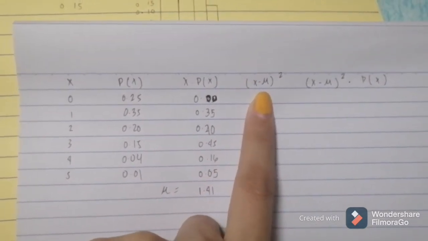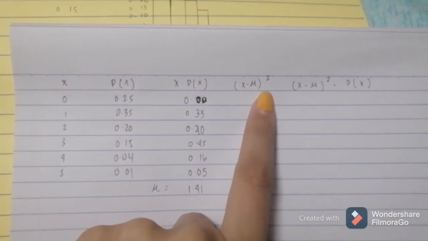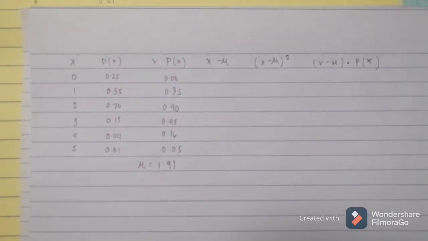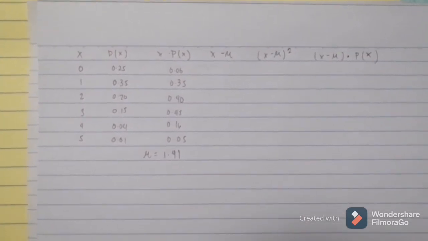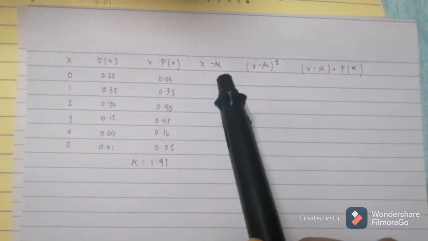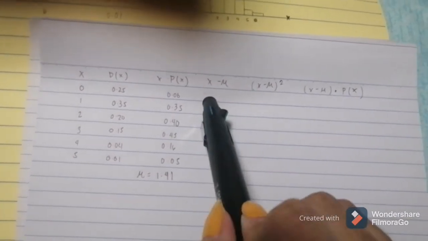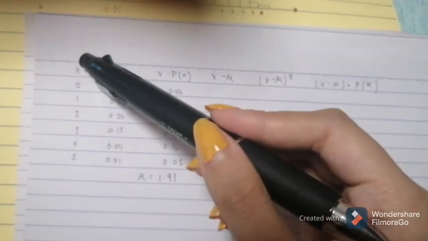So, x minus mean raised to 2. Inulit ko lang siya kasi may nakalimutan ako, which is yung x minus mean. So, ito pala yung next natin gagawin pagkatapos natin makuha yung mean. So, x minus mean is yung x, ima-minus natin siya dito. Lahat ng nasa side na to ay ima-minus natin siya sa 1.41.